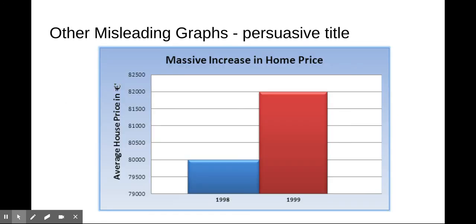Other misleading graphs are when we have a persuasive title. Your graph title shouldn't tell you how to think. It should just tell you what's displayed. So this one says, massive increase in home price. Well, it's really up to the reader to decide if it's a massive increase. It really should just say, home price in different years so that we can look and compare the average home price in 1998 to 1999.